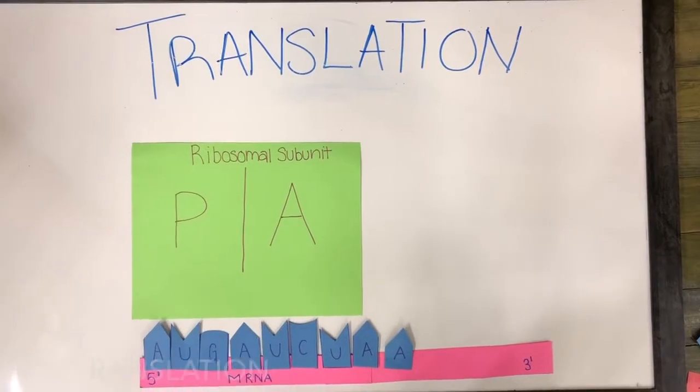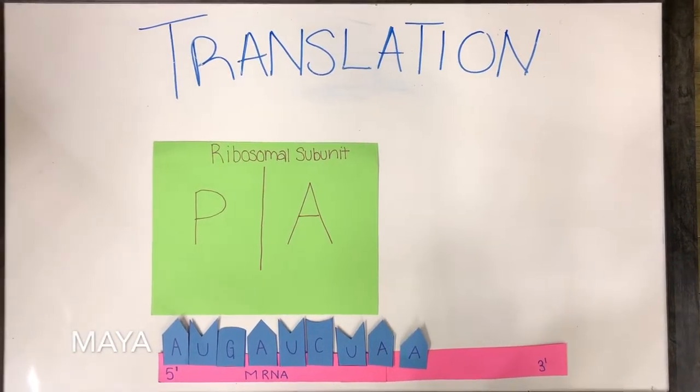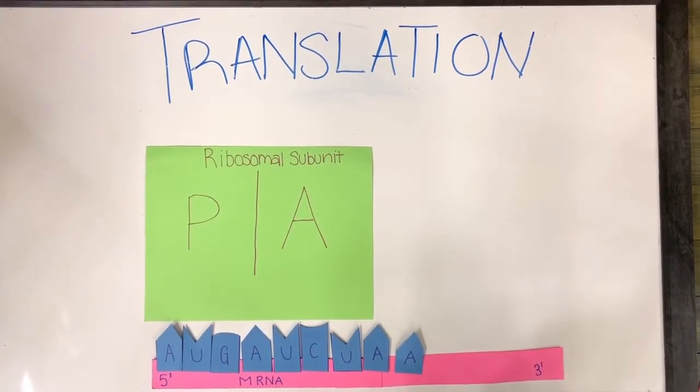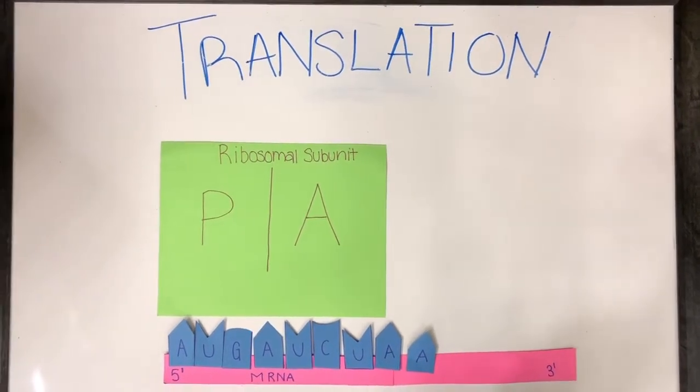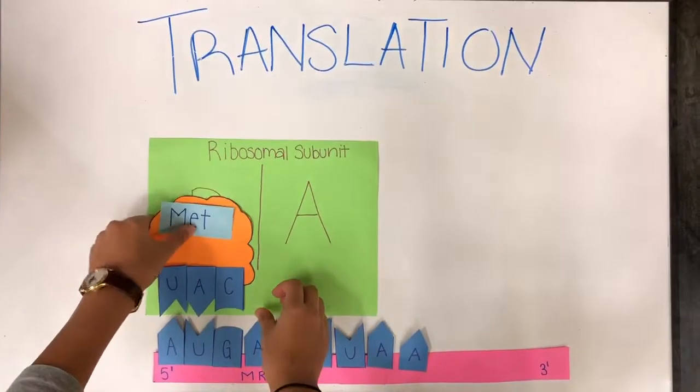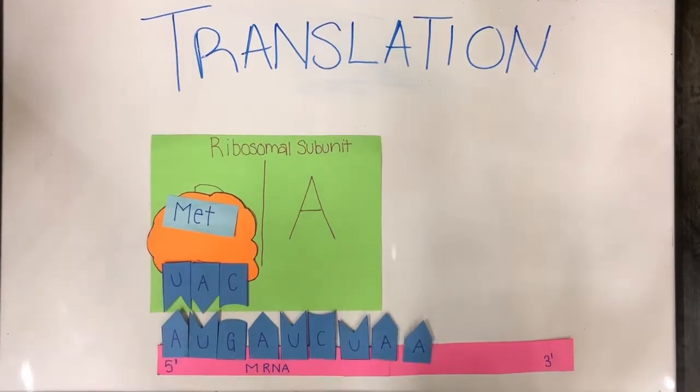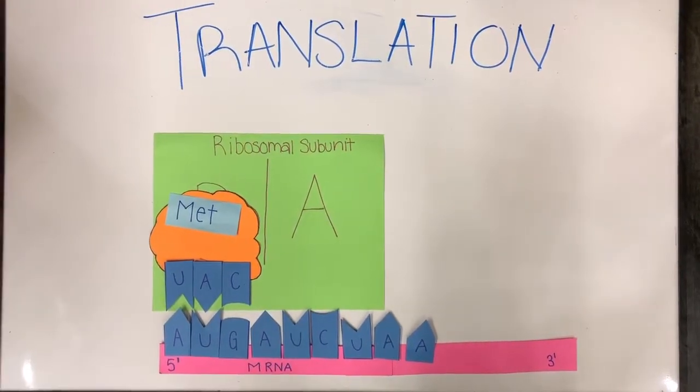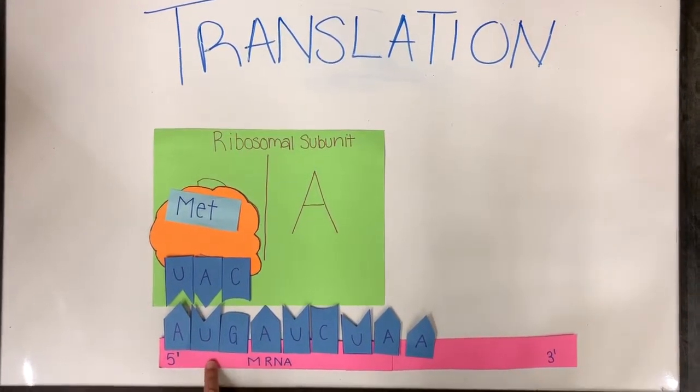Translation has 3 steps: initiation, elongation, and termination. During initiation, the tRNA attaches to the ribosomal subunit. The tRNA carrying methionine starts in the P site, the middle of the ribosome. Together they bind to the 5' end of the mRNA. They start at the codon AUG.